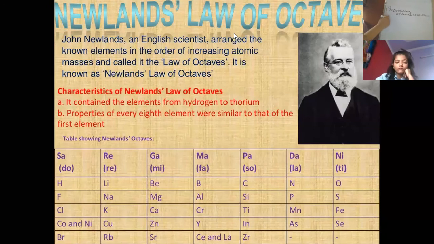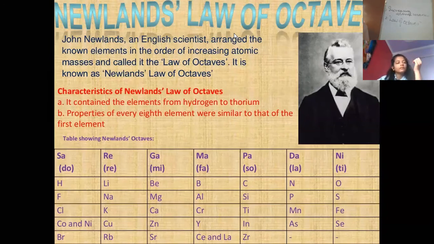But along with this, he gave us one more criteria, which he called the law of octaves. The first criteria was that the elements have to be arranged in order of increasing atomic mass, and the second criteria was the law of octaves. Now, what is the law of octaves? The law says that when elements are arranged in horizontal rows in order of their increasing relative atomic mass, the property of every eighth element is similar to the first one, right?